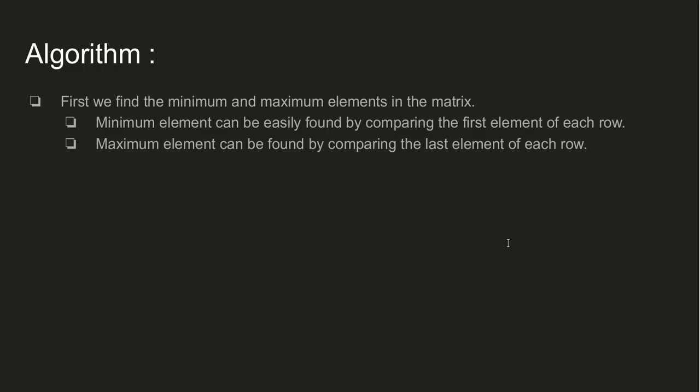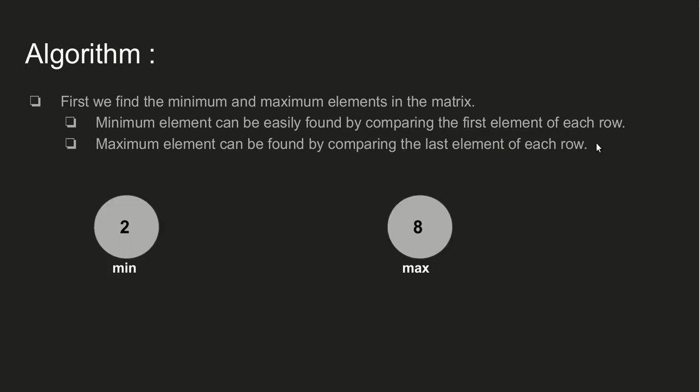The algorithm for the efficient approach is: we start by finding the minimum and maximum element in the matrix. The minimum element can be easily found by comparing the first element of each row, and the maximum element can be found by comparing the last element of each row. This is because the matrix is row-wise sorted. For example, consider a case where the minimum and maximum come out to be 2 and 8 respectively.